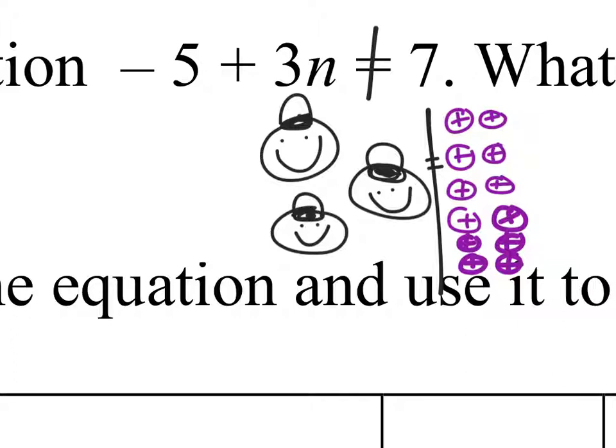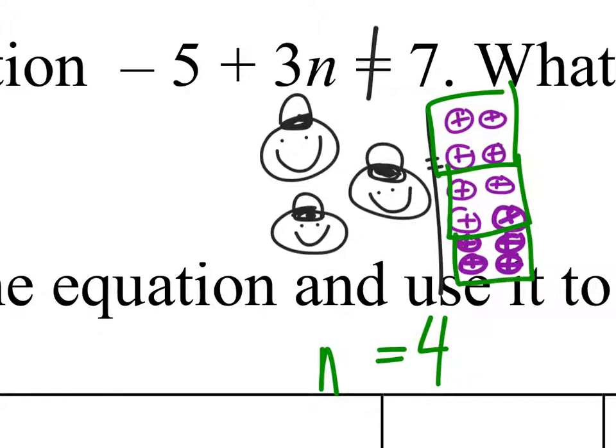Now we got 3 buckets, and over here what do we got? 2, 4, 6, 8, 10, 12. We got 12 pieces of candy, so how much candy would be in each bucket? 4. 4 pieces of candy. So that would be in a bucket, that's in a bucket, and that's in a bucket.